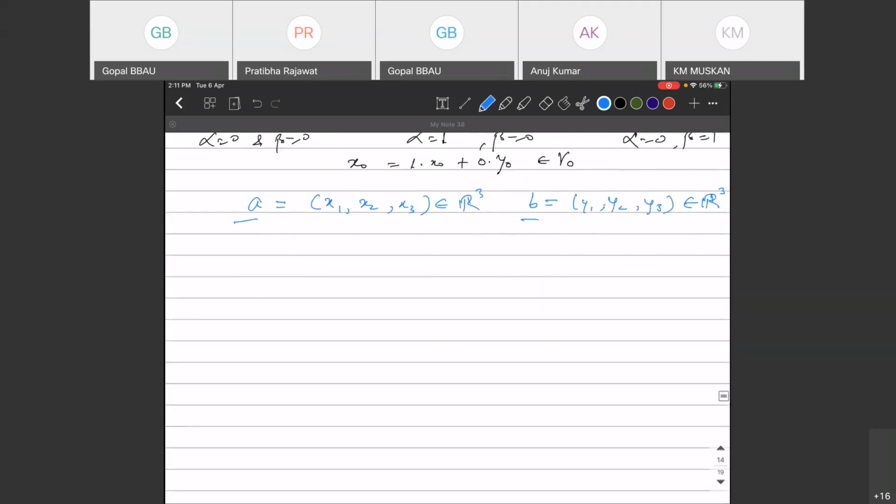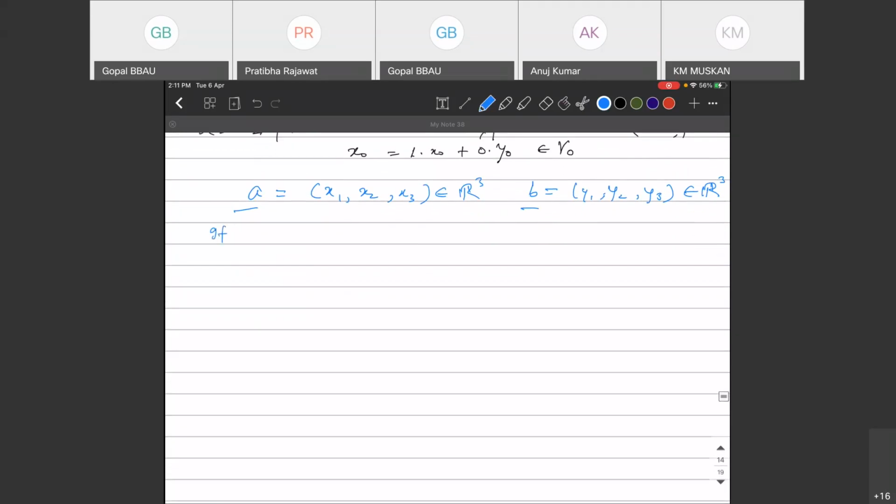Okay, let me tell you. If there are 2 conditions, if we have A and B, so if A equals alpha B for some alpha in R. For example, A is (1, 1, 1) and B is (1/2, 1/2, 1/2). Then clearly A equals half of B. So here alpha is half. Correct? This alpha is half.